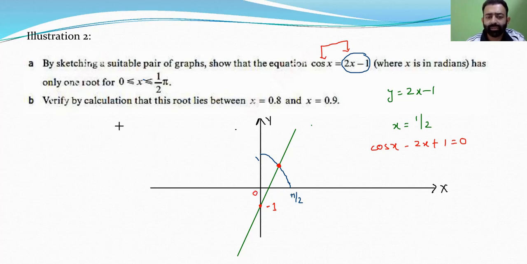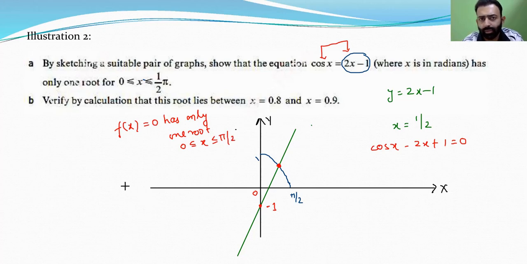It means f(x) equal to 0 has only one root between 0 to pi by 2. Right? Basically, you have to show that there must be a single point of intersection in the given interval. Had it been asking to show that it has 2 points of intersection in, let us say, another interval, there would be 2 points of intersection. Not in this particular question, right?